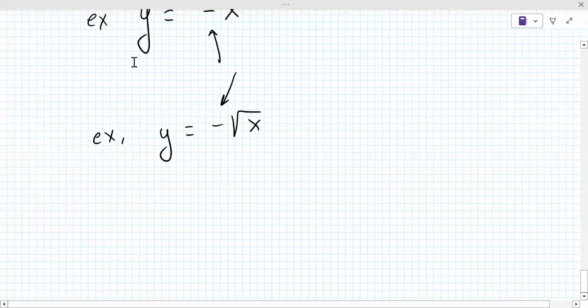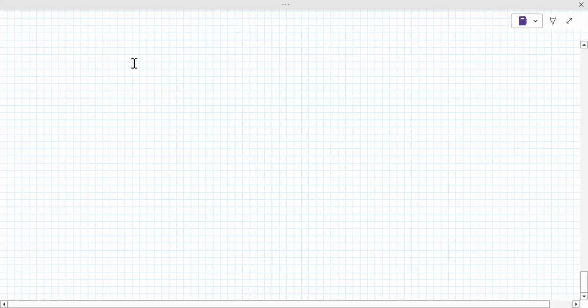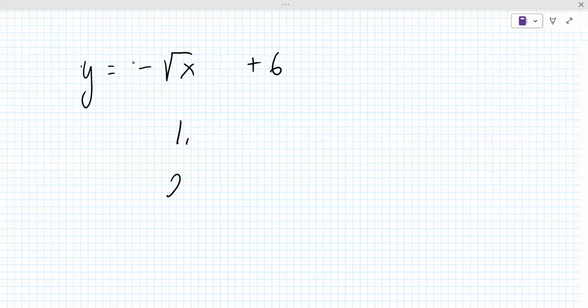All right, so new problems here. These are going to have more than one transformation, okay? So let's take a look here. Y equals minus square root of x plus 6. This has 2 transformations, Sourish. I'll take them in either order.